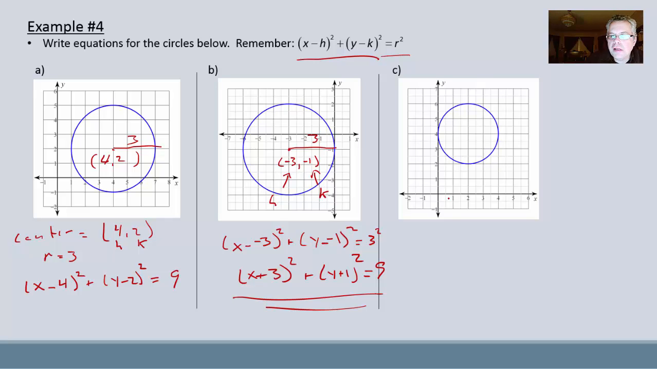Okay, so we're going to have to understand both ways. You're going to have to understand how to write it from the distance formula, which really wasn't that hard. And you also have to kind of understand this pattern here, this standard form.